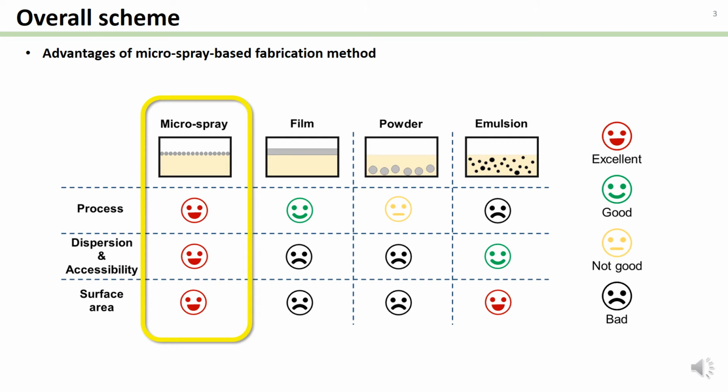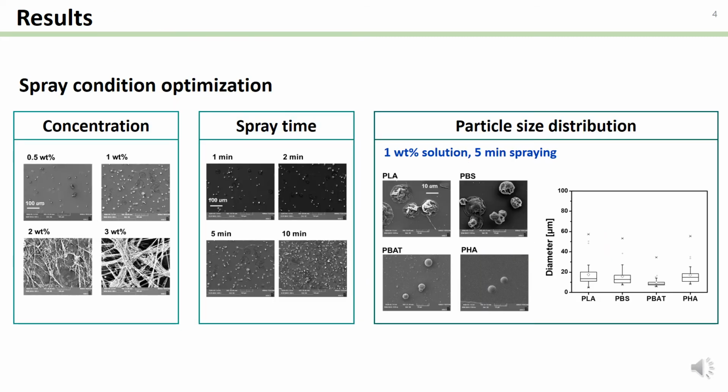Compared to other preparation methods, our microspray-based method has the advantages of facilitating plate preparation and ensuring that the plastic particles are evenly distributed throughout the plate surface. For the optimization of spraying condition, we tested the solution concentration and spray time. As the concentration of the plastic solution increased, it was sprayed in the form of fibers rather than the spherical beads. In contrast to the spherical beads, the fibers were not strongly attached on the plate and caused nozzle clogging.